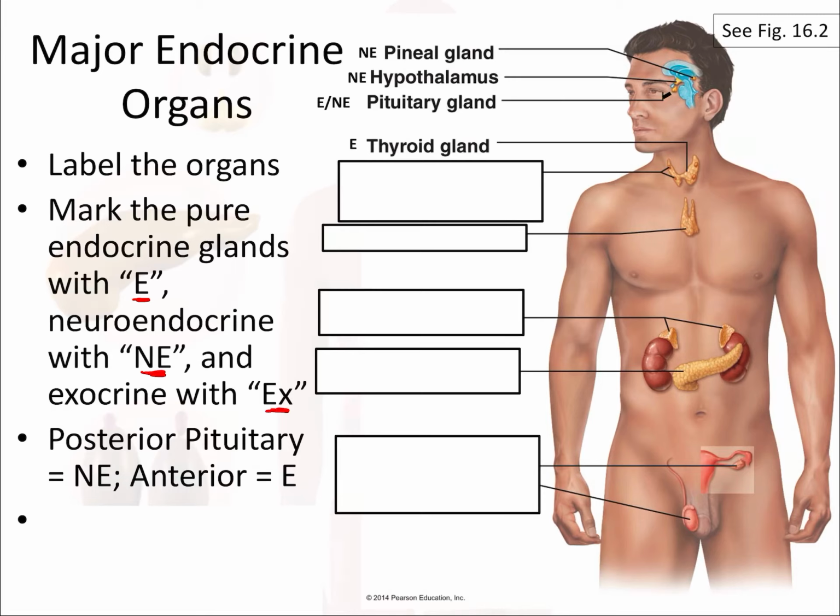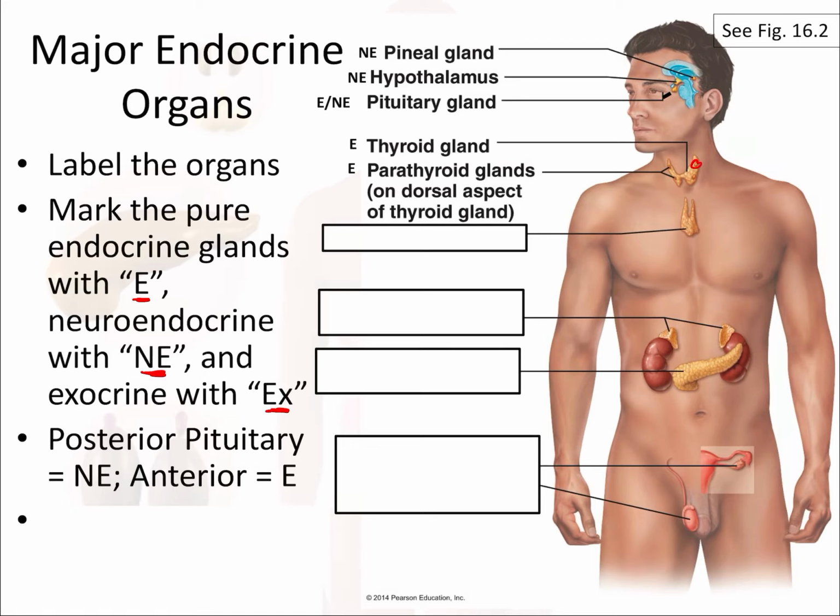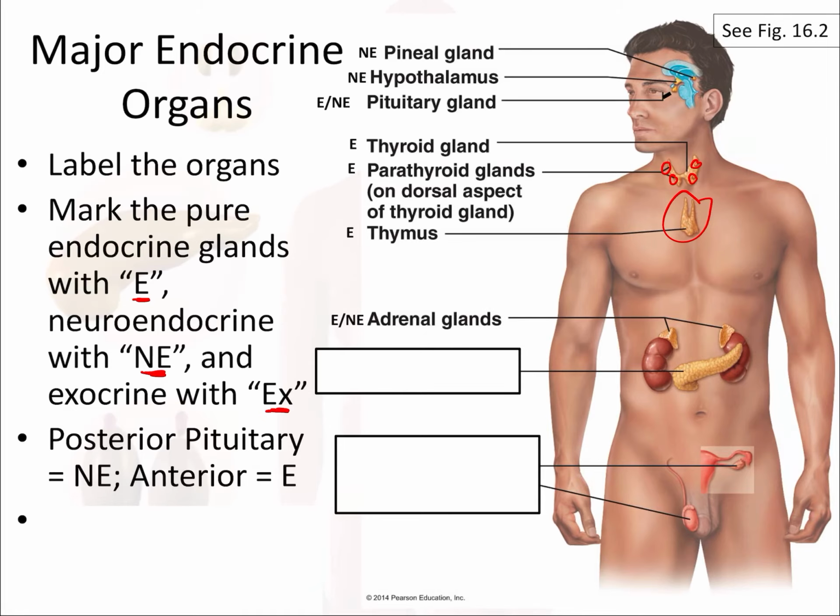Thyroid gland is pure endocrine. Parathyroid glands, which are these little dots on the thyroid gland, that's endocrine as well. The thymus kind of wraps around the bronchus. That's endocrine. And then we have the adrenal glands.